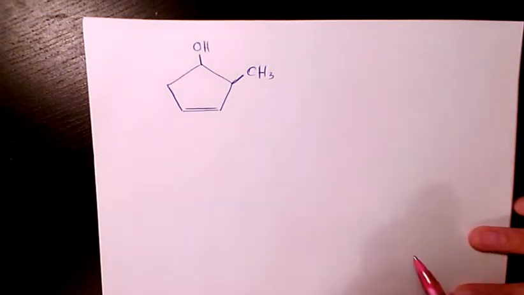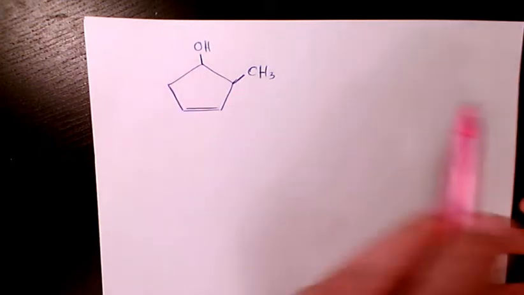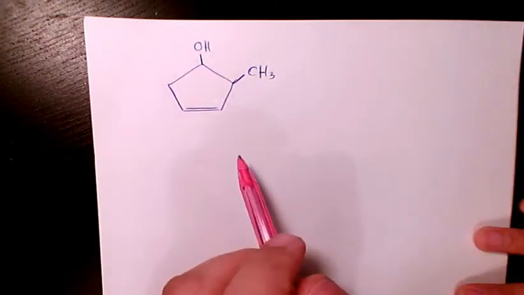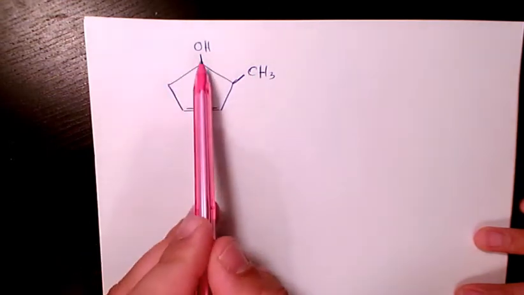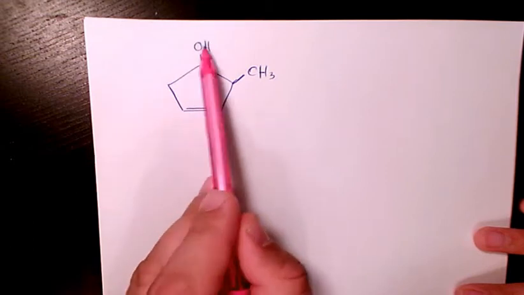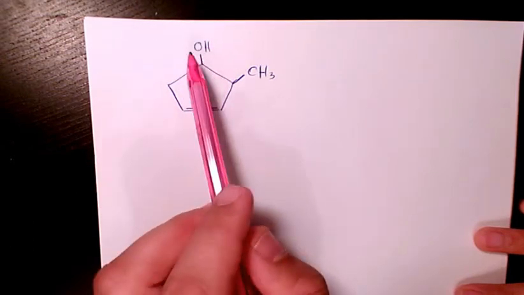In this video I want to show you how to name this organic compound. As you see here we have a ring, and this ring has 5 carbons here. So let's number this carbon. So we need to start from here. Why? Because if you start from here, hydroxyl group is gonna get the lowest number.